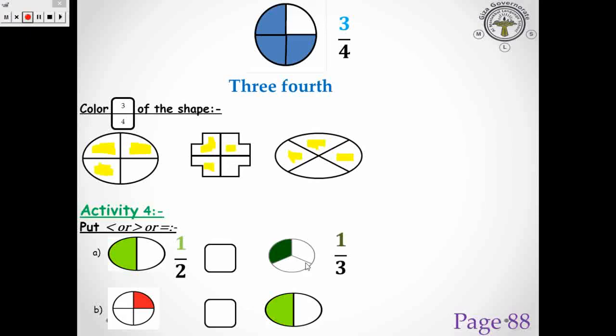But this shape divided into 3 equal parts. How many shaded parts? 1. How many total parts? How many shaded parts here? 1. Right, 1 and up. How many total parts? 1, 2, 3. Right, 3 and down.